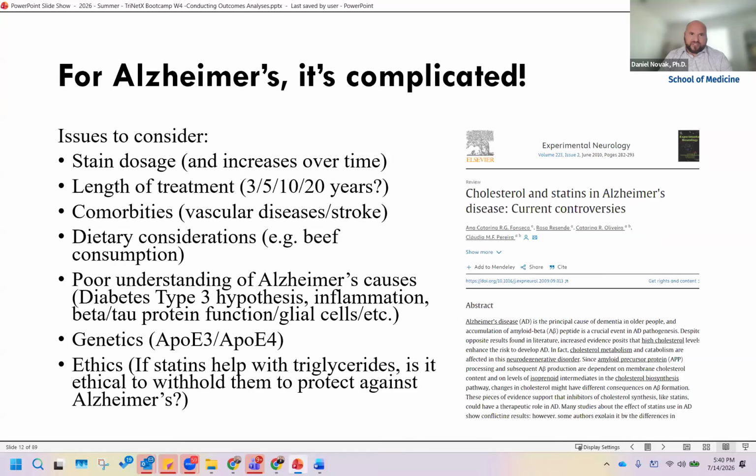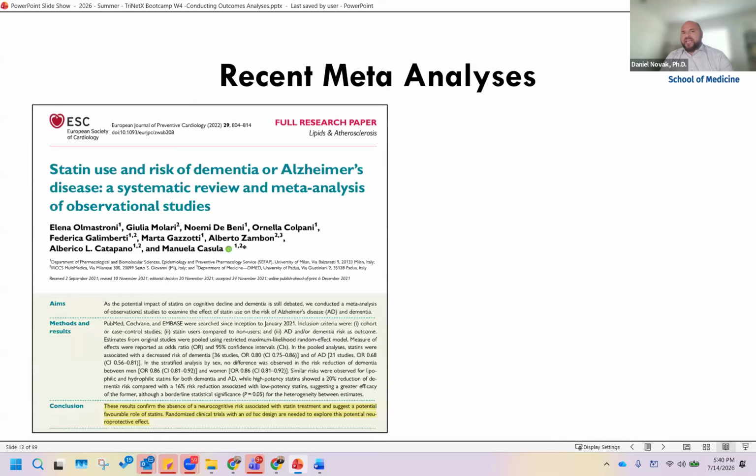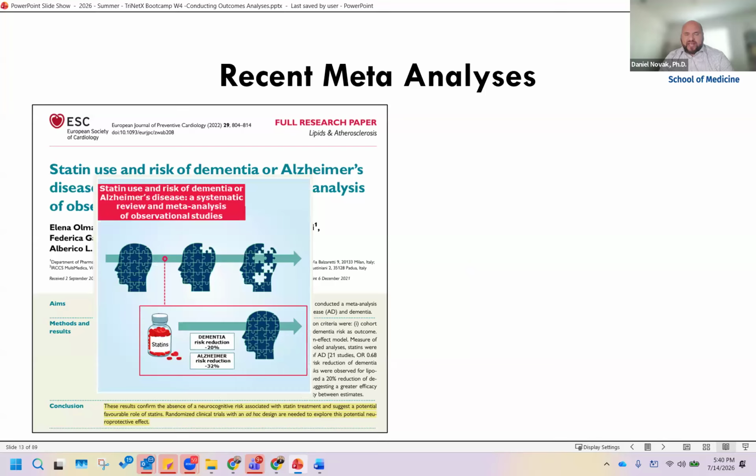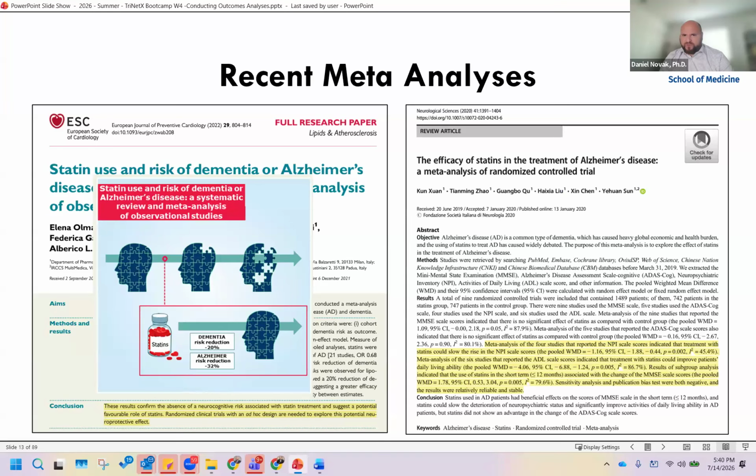If statins help with triglycerides and prevent really serious cardiovascular morbidity, is it ethical to withhold them to protect against Alzheimer's? That's something that you really can't answer with TriNetX. But actually, some of this stuff is answerable using data. As I pointed out in the past, recent meta-analyses looked at this very issue and found that people on statins were at a 32% reduced risk of Alzheimer's, and that's pretty much in line with what we found in our TriNetX analysis as well. So there's some support for that.